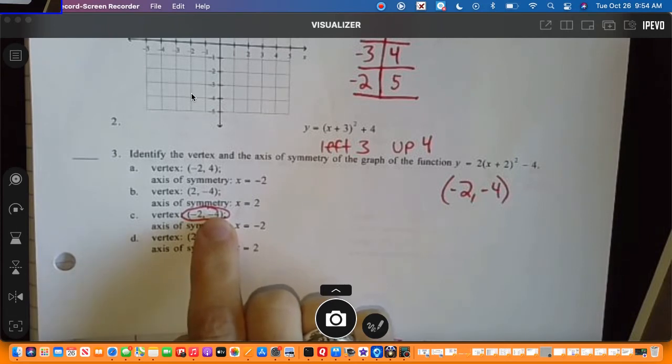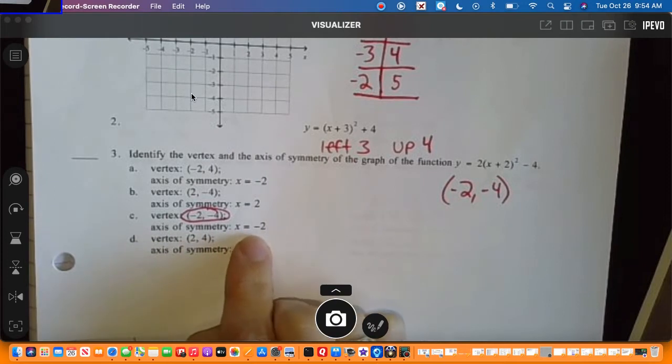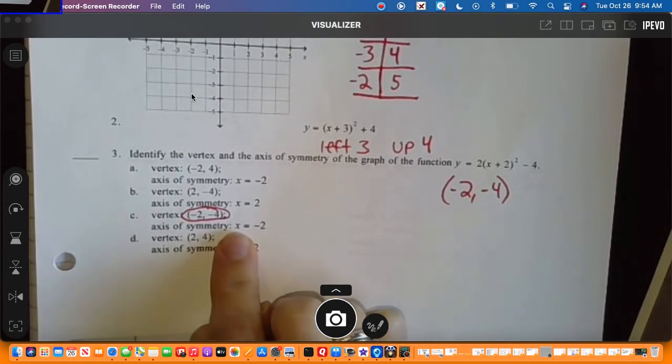But then it also asked for axis of symmetry. Do y'all remember that's just your x value? Oh, I don't remember which one's what. That's not good. Well, it says here, axis of symmetry is x equals negative 2. See, it even says, what's your x? Your y is your max or your min. But you see how this one says it? Yeah? Okay. Everybody good with this?